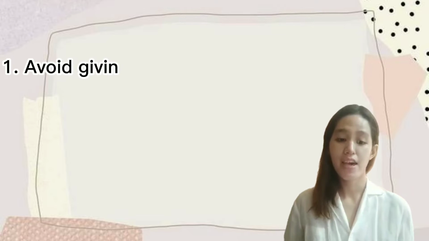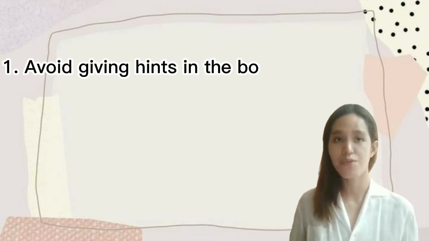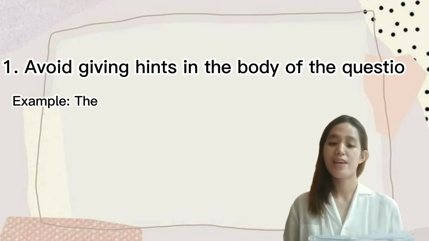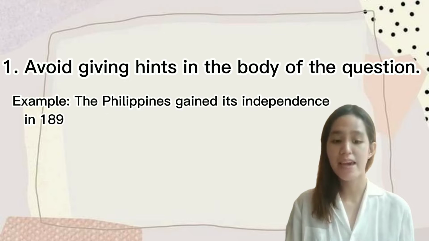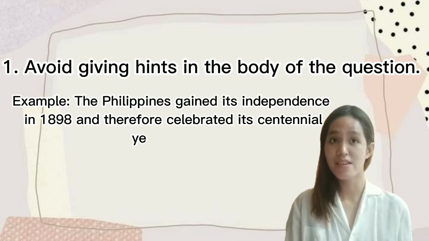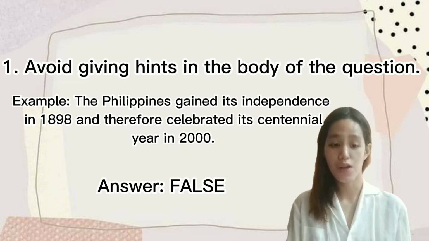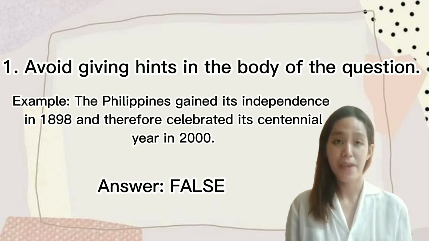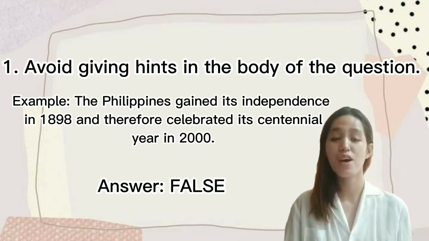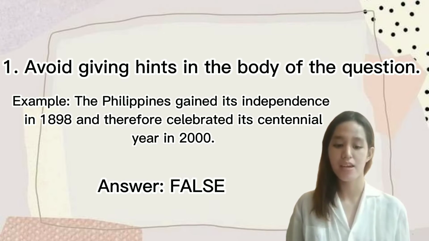For the first rule, do not give a hint in the body of the question. For example, the Philippines gained its independence in 1898 and therefore celebrated its centennial year in 2000. The statement above is false because 100 years from 1898 is not 2000 but 1998.